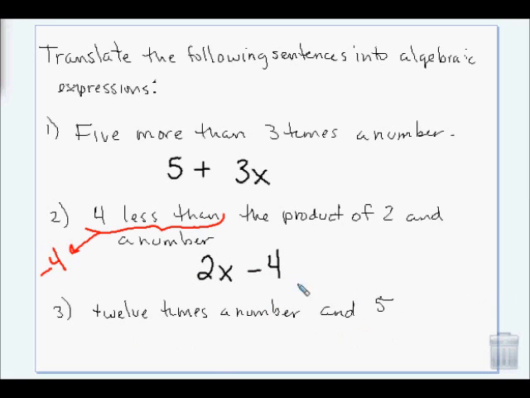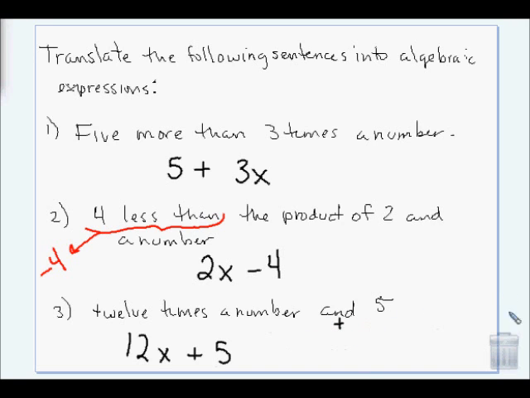Now here is where I've seen mistakes. This is 12 times a number and 5. And means plus, right? 12 times a number, 12x, and then and 5. Okay.